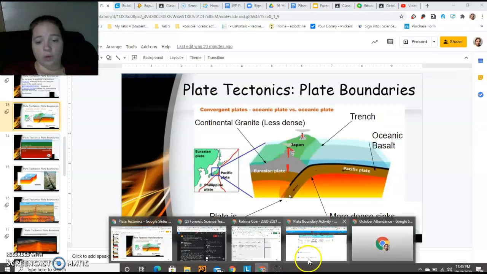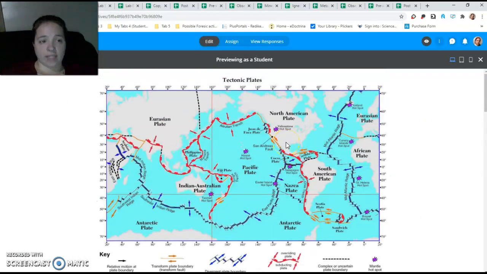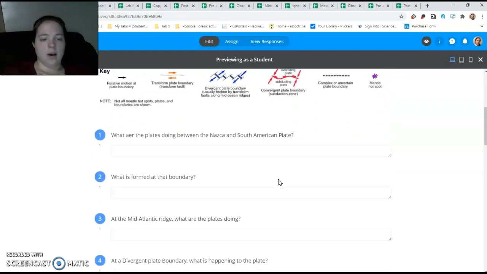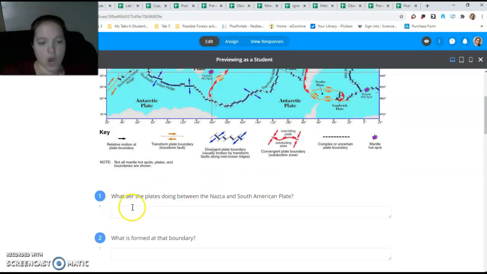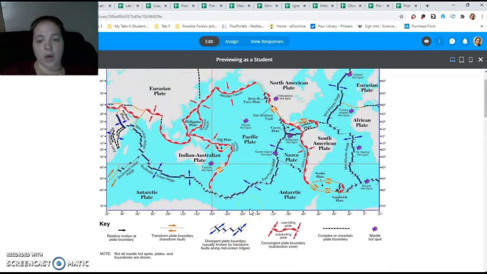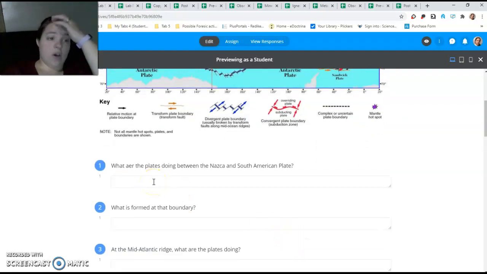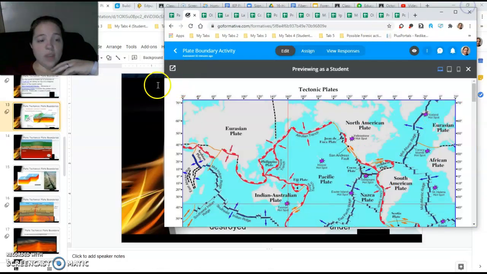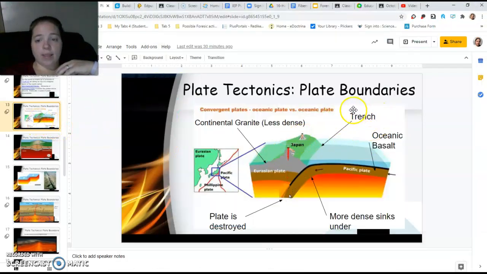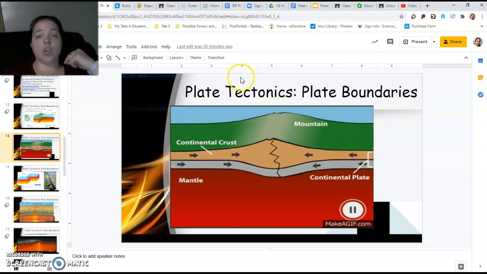All right. So I wanted to bring you to your GoFormative activity for today. I have right here page 5, color coordinated. I really love this. I suggest you do this. I do have to fix the wording right there. I apologize. What are the plates doing between the Nazca and South American plate? You would look for the Nazca plate right here and the South American plate, and you see this red line. What is that red line doing? You could put converging or subducting, either one. That's a freebie hint. What is formed at that boundary? Now remember what I said in the notes. What is formed at that boundary? Right there. You've got a couple things you can write on there.